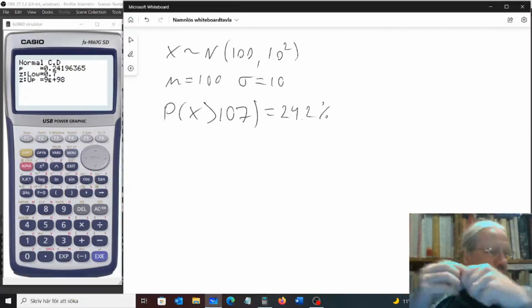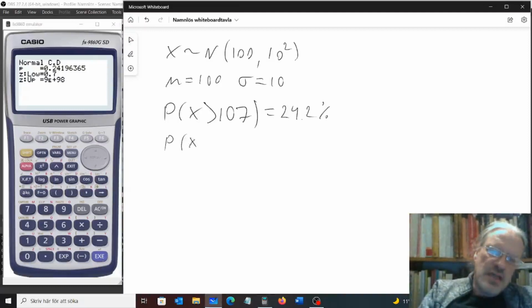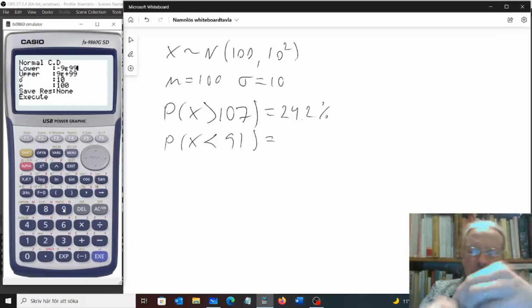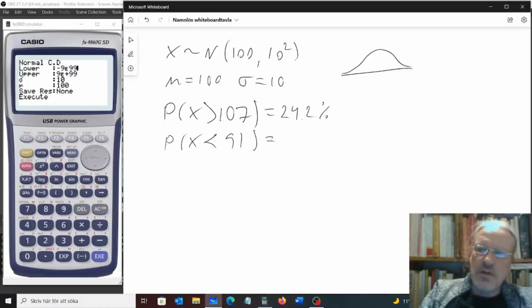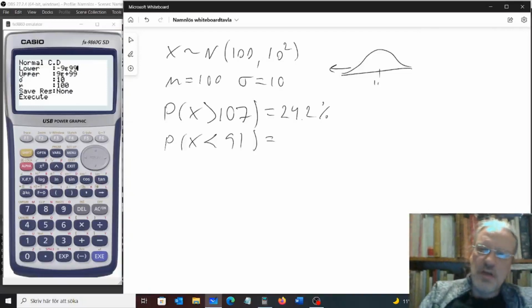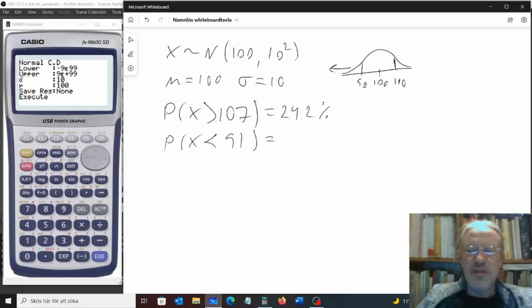And then we want to do another calculation, say the probability that x is less than, say, 91 grams. So we go back here and change our lower bound to be something very, very far to the negative side, so I write minus 9 times 10 to the 99. If you look at the graph of this, we want to be very far away in that end. Remember that we have an average of 100, and our standard deviation is such that we have 110 grams there and about 90 grams over there.